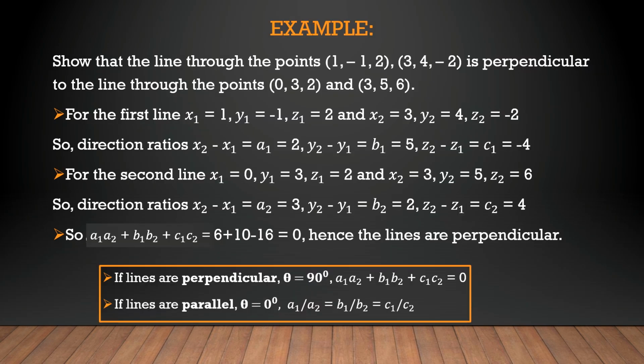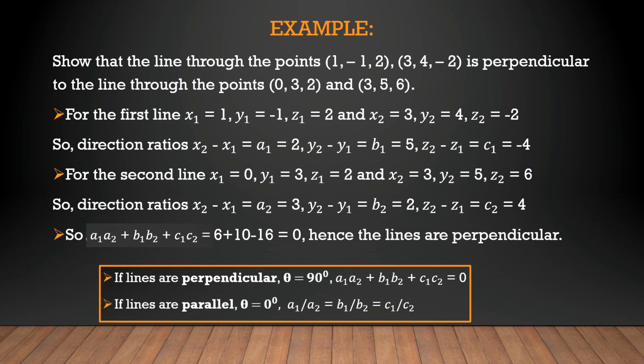Let us take an example. Show that the line passing through the points 1, minus 1, 2 and 3, 4, minus 2 is perpendicular to the line passing through the points 0, 3, 2 and 3, 5, 6. Now see, two lines are given and we want to show they are perpendicular. So as I told you, remember this very important set of formulas. If they are perpendicular, you just need to show a1 a2 plus b1 b2 plus c1 c2 is equal to 0. For the first line, coordinates are 1, minus 1, 2 and 3, 4, minus 2.